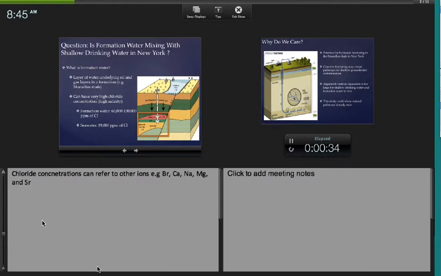So formation water typically has really high chloride concentrations, very highly saline, and so the waters that we looked at was about 60,000 to 130,000 parts per million of chloride, and seawater is typically around 19,000. So you can see that like there is really high salinity, like greater than seawater.